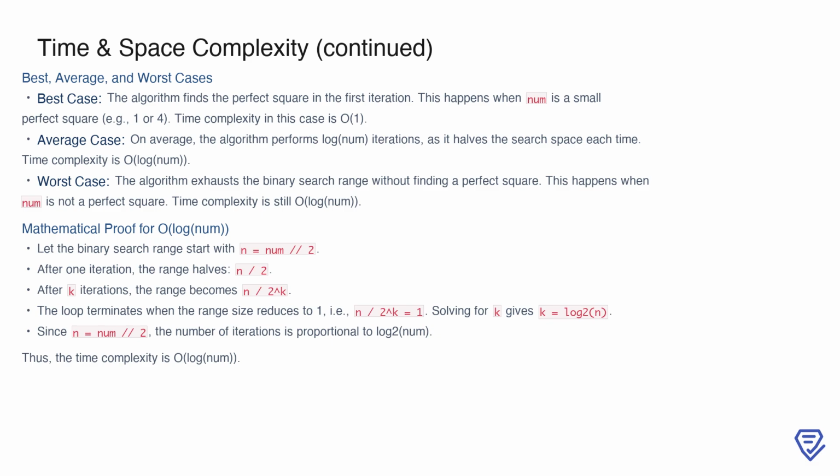Solving for k gives log2 n, which is proportional to log2 of the number. Thus, the algorithm consistently achieves O(log number) time complexity.